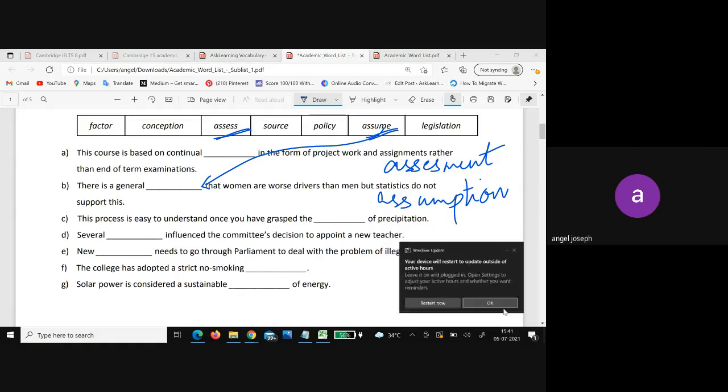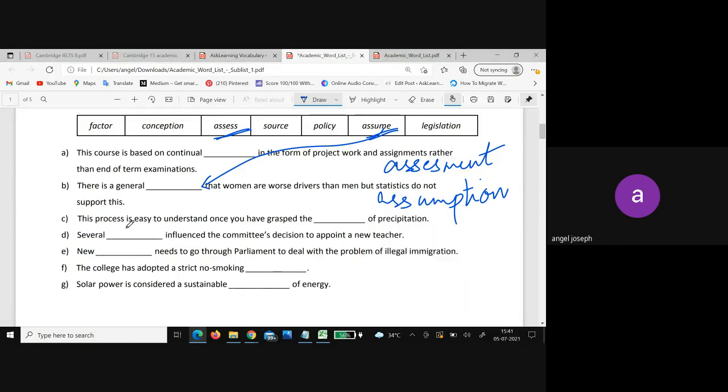Okay, all right, so let's quickly do this. The option C, or fill in the blank number C. This process is easy to understand once you have grasped the dash of precipitation. Which one do you want to fit in here? Concept. Okay, if two people say it, I'll also give a nod for that. That is absolutely correct. The word that can come here is concept.